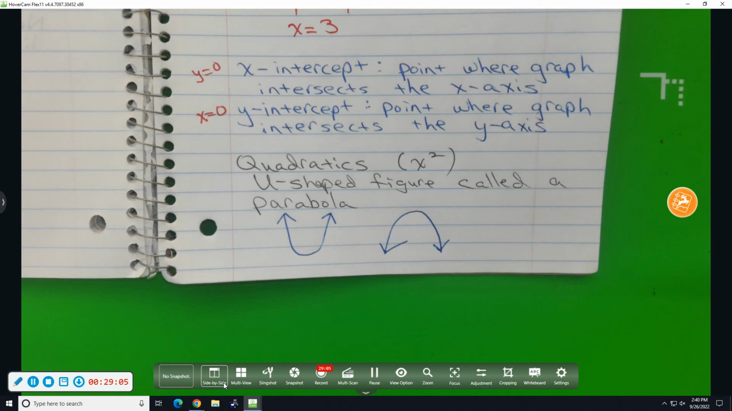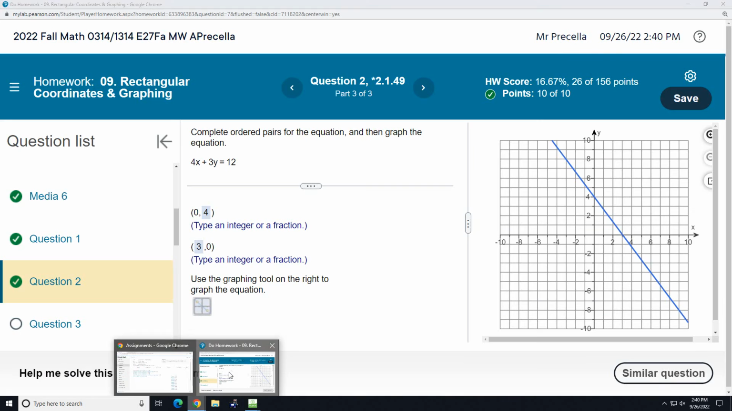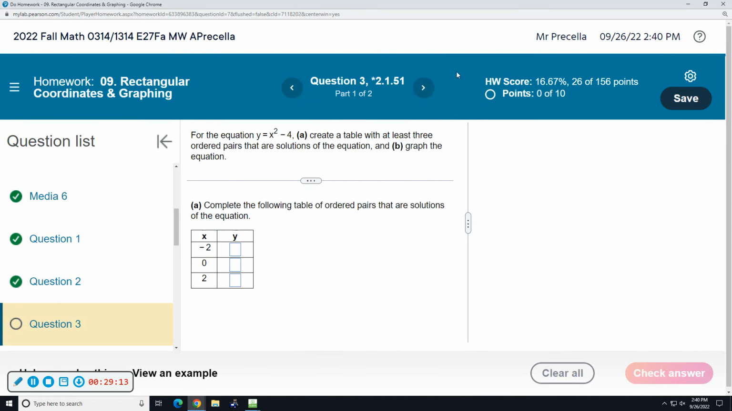And to illustrate, let's look at number 3. For the equation y equals x squared minus 4, create a table with at least 3 ordered pairs that are solutions, and then graph the equation. Well, it's going to be exactly 3. When you're graphing a quadratic using this tool, you'll need 3 ordered pairs. It's a 3-point quadratic tool that we'll be using. And notice they've made us a little table of values. So let me write this problem down.